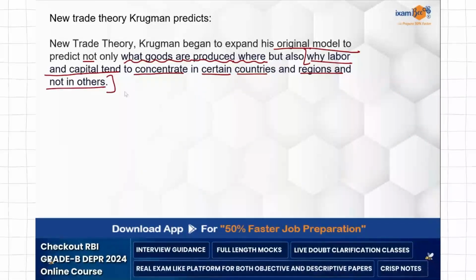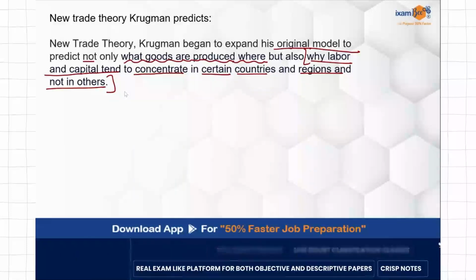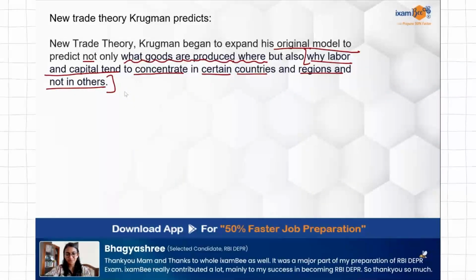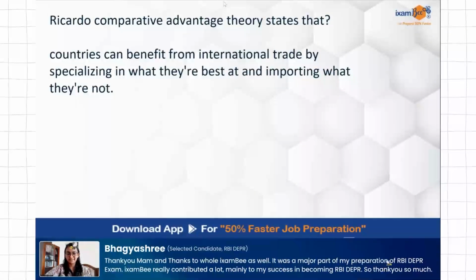So this is what the new trade theory predicts, and he wants to know: first, what goods are being produced where; secondly, why labor and capital tend to concentrate in certain countries and regions and not in others. So, if you see any option like this, you need to mark that option actually.